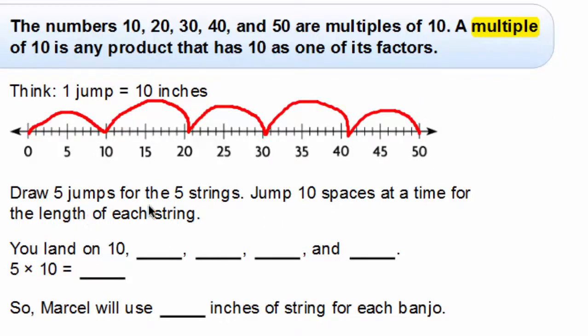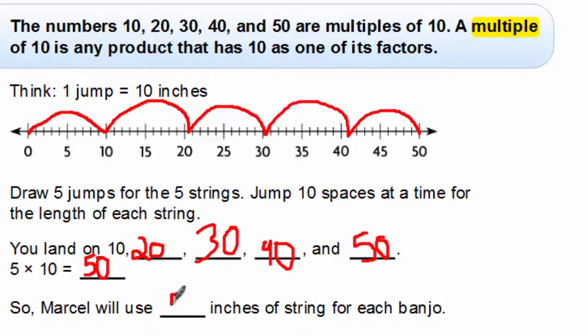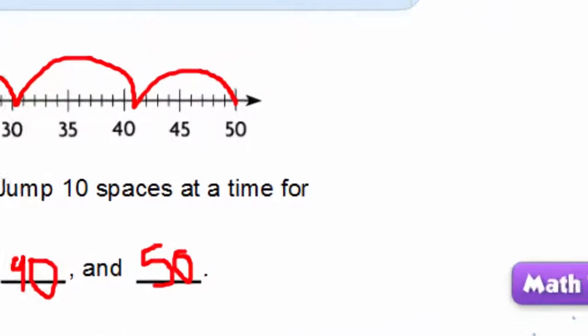So we drew 5 jumps for the 5 strings. We jumped 10 spaces at a time for the length of each string. We landed on 10, 20, 30, 40, and of course 50. 5 times 10 equals 50. So Marcel will use 50 inches of string for each banjo.